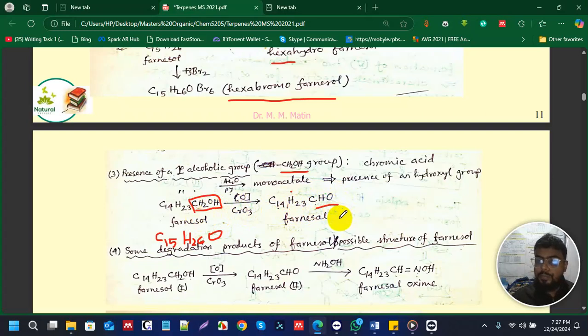We know that in the aldehydic homologous class, the suffix "al" is added, as in methanal, ethanal, propanal. That's why farnesol will be converted into farnesal. This "al" is added due to the presence of the aldehyde group. As farnesol is converted into farnesal, we can say that a 1-degree alcoholic group is present in our farnesol compound. Otherwise it couldn't be converted into farnesal.